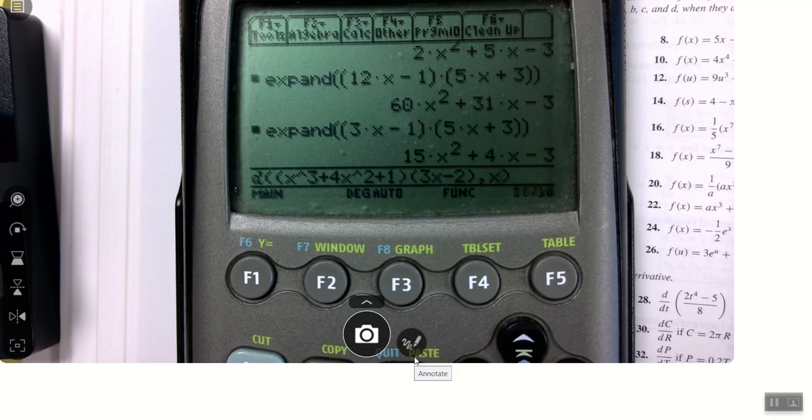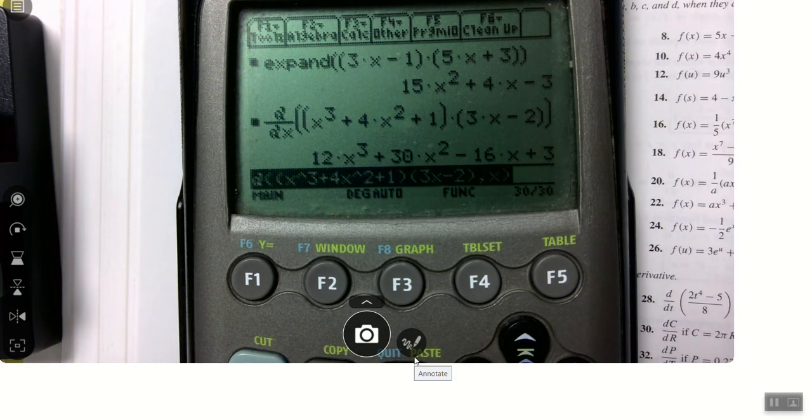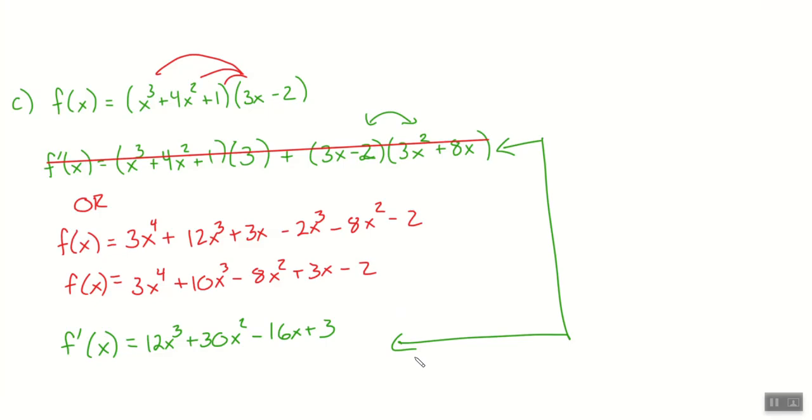When I type this in, it no longer will tell me error, too few arguments. I can see very clearly that it's done now because I've told it d dx. And notice, when we type in the derivative, I get 12x cubed plus 30x squared minus 16x plus 3. Hey, look at that. It gave us this form. Now, they're both the same.